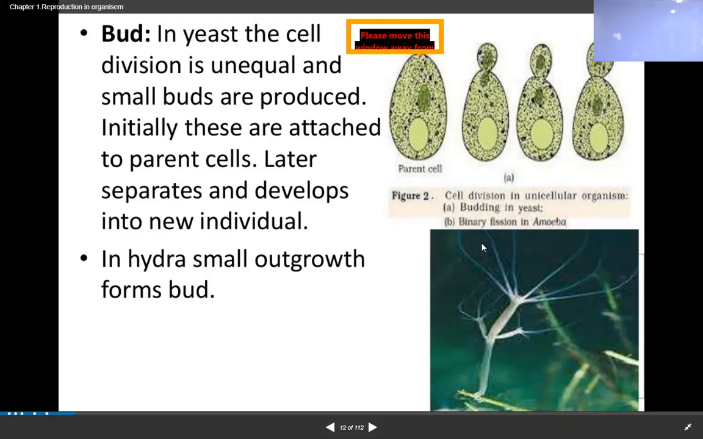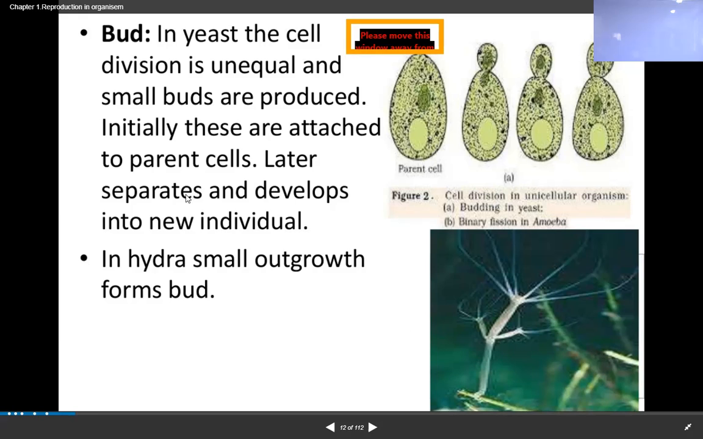The young hydra gets detached from the parent body. Then what happens? The whole outgrowth gets detached. The young hydra gets detached from the parent body, and then it becomes an independent new organism. So this is called the budding process.